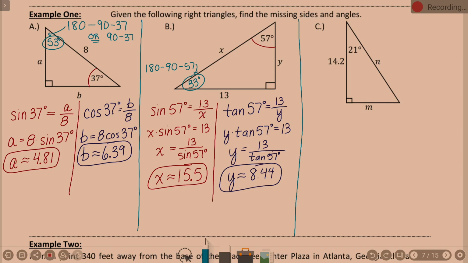Okay, guys, C. What's my missing angle? Okay. 69 degrees here. When you do 180 minus 90 minus 21.